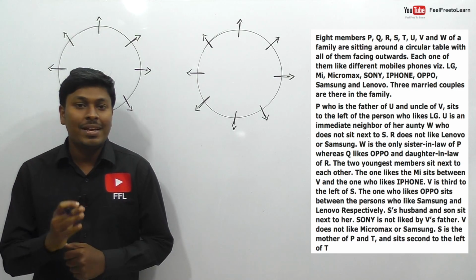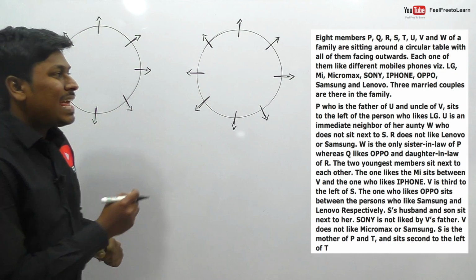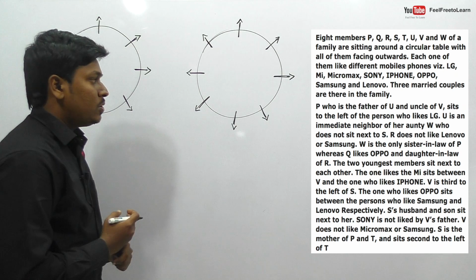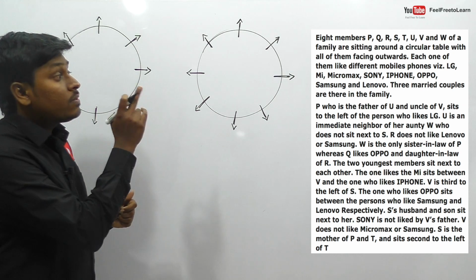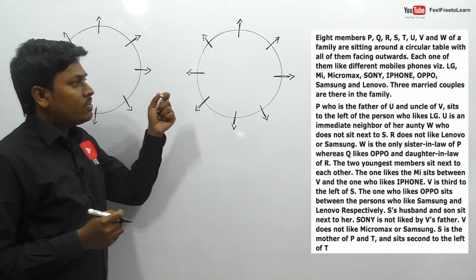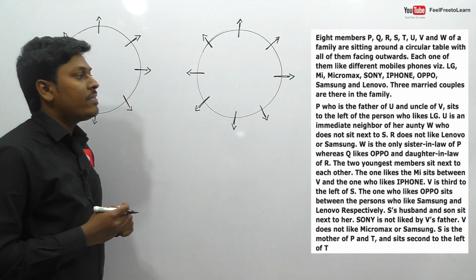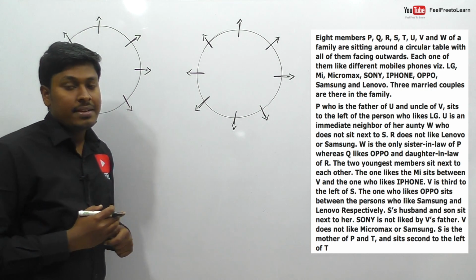Let me move on to the interesting blood relation seating arrangement question. So friends, there are 8 members from P to W of a family, and all the persons are sitting around a circle, but all of them are facing outside. And each person likes a different mobile phone such as LG, Micromax. They have given 8 different mobile phones, and also there are 3 married couples in the family.